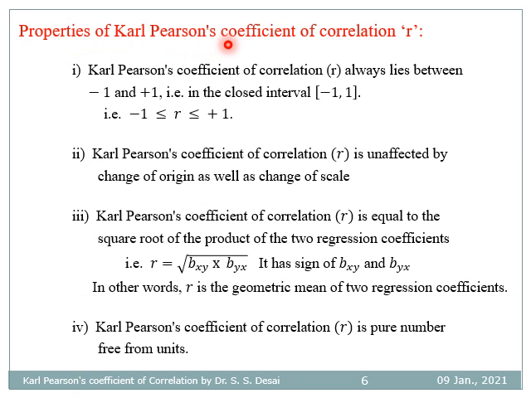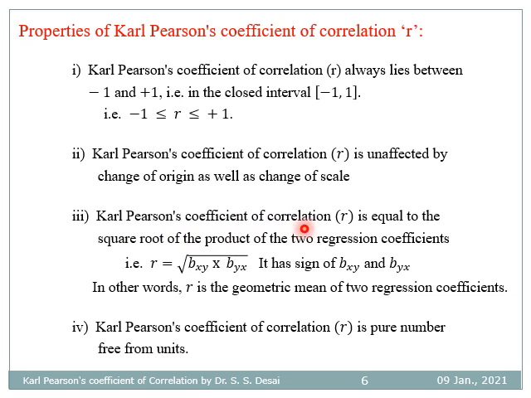These are the properties of Karl Pearson's coefficient of correlation r. The first property is that it always lies between minus 1 and plus 1, that is, minus 1 less than or equal to r less than or equal to plus 1. The second property is that r is unaffected by change of origin as well as change of scale.